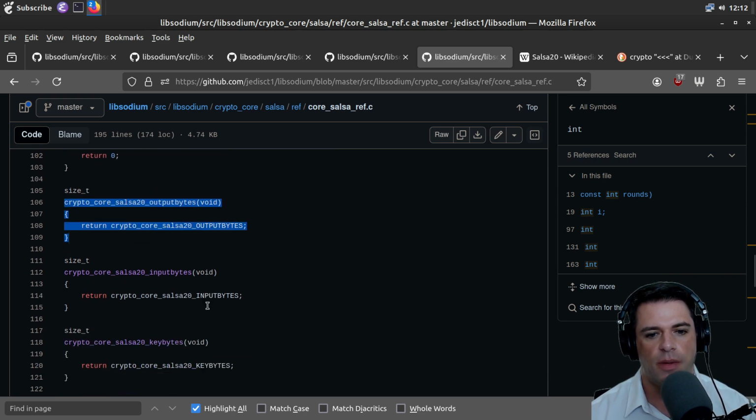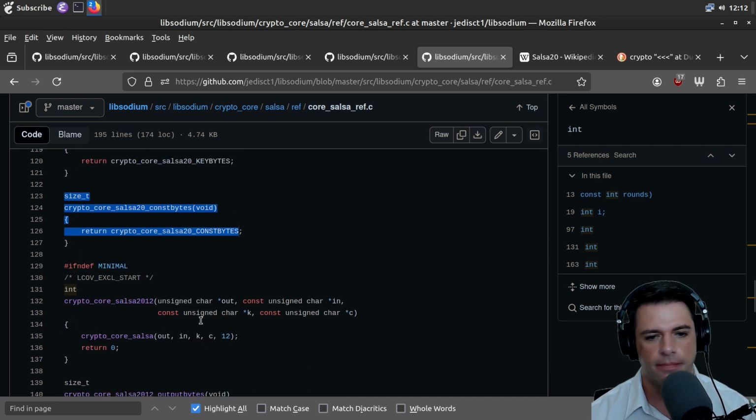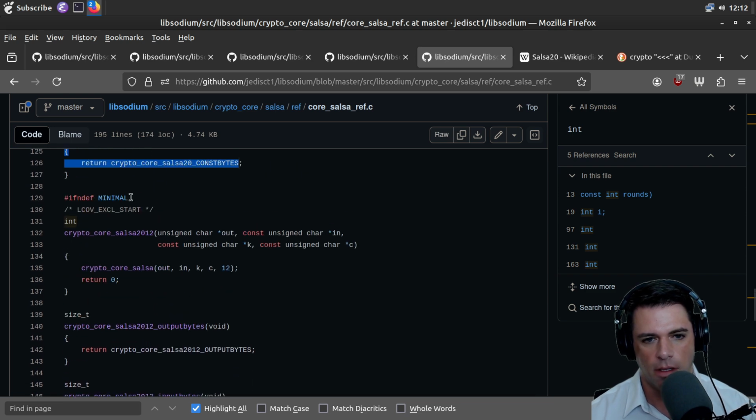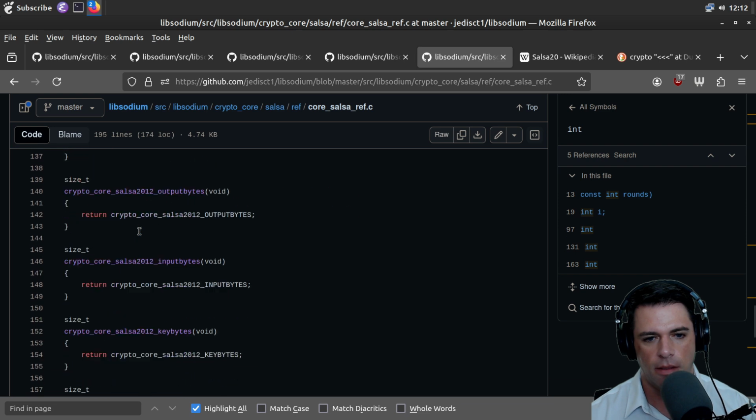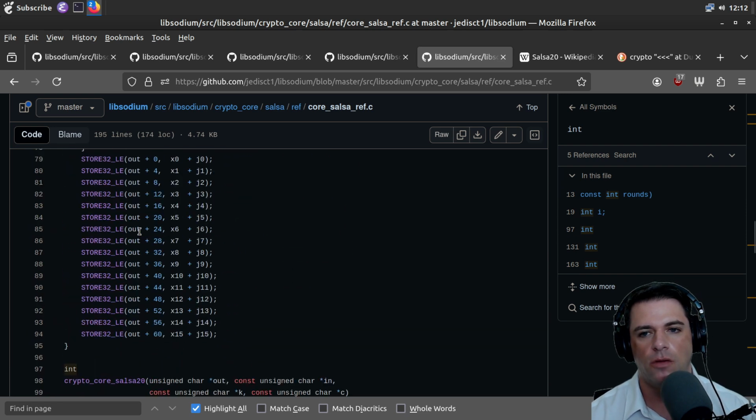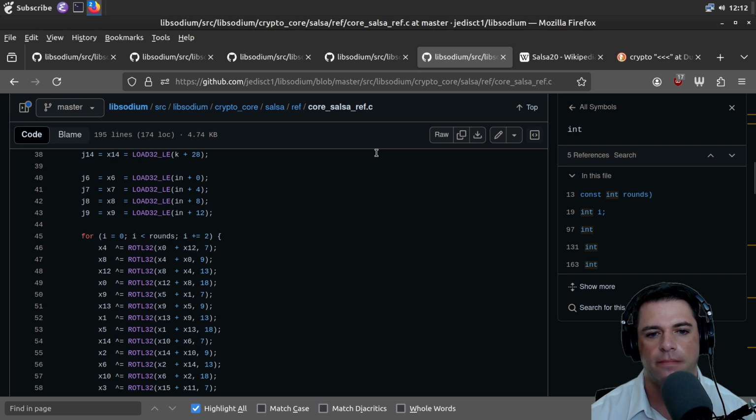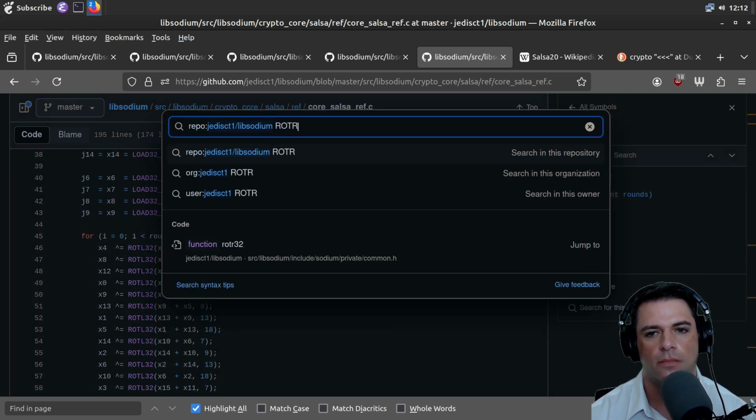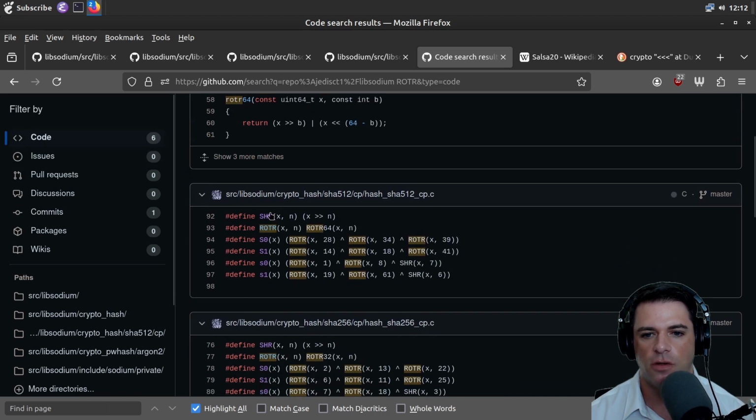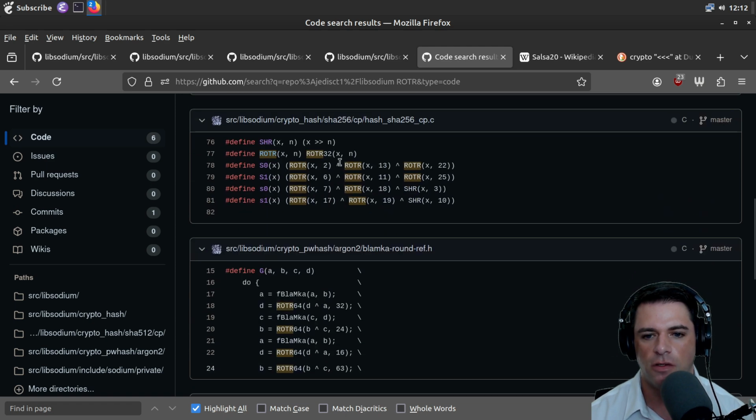And we have this thing, output bytes, input bytes, key bytes, const bytes. Oh, I guess const is like a constant, maybe like a nonce. And that's really about it. Why are we only doing rotate left and not right? That I am curious about. See if we can find a rotor. We have rotor 64, rotor 32.